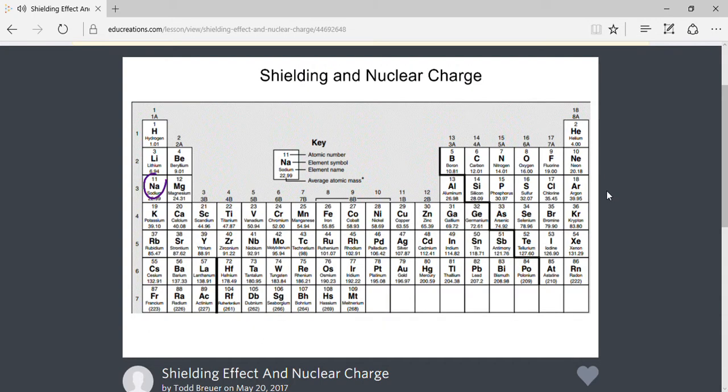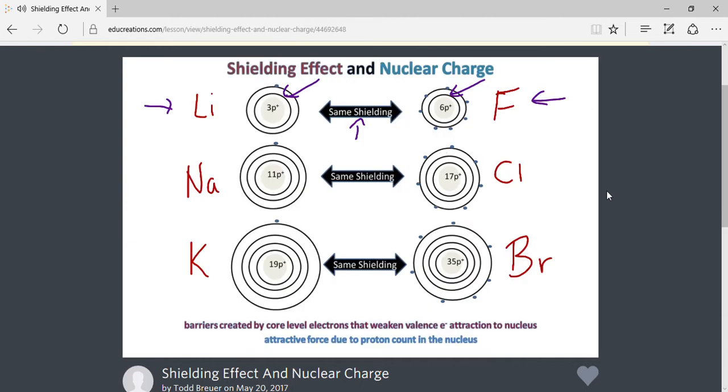Likewise, the elements sodium and chlorine are also found in the same period, found in period 3. Therefore, sodium and chlorine would each have three energy levels occupied by electrons. You can see the Bohr models clearly illustrate this. This also means that each of these atoms would have two core levels or shielding levels of electrons.